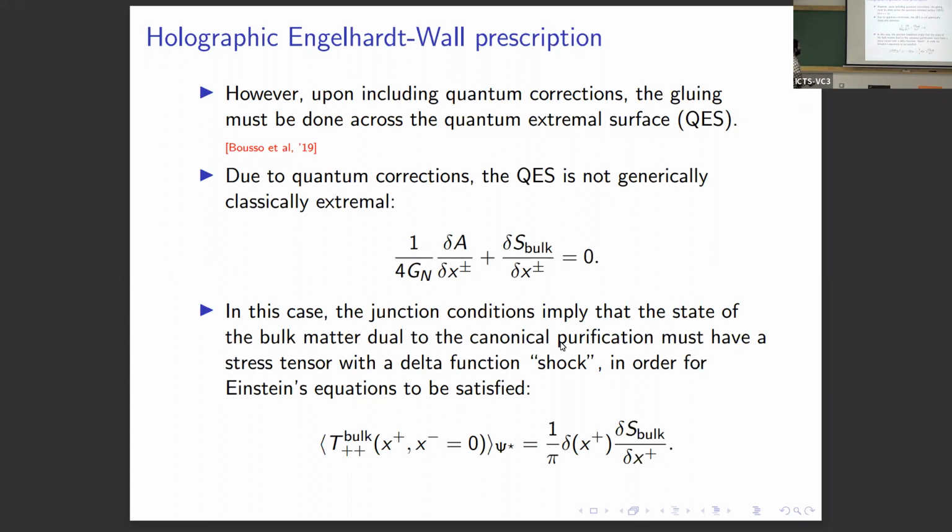In the presence of quantum corrections in the bulk, it turns out that for the junction conditions to be satisfied, you need to have a bulk stress tensor that is supported on these null slices with a precise coefficient. You need a stress tensor shock in the bulk for this geometry to satisfy the Israel junction conditions, and in particular Einstein's equations. The coefficient of that shock is an order 1 number, which is given in terms of the bulk entanglement entropy, like so.